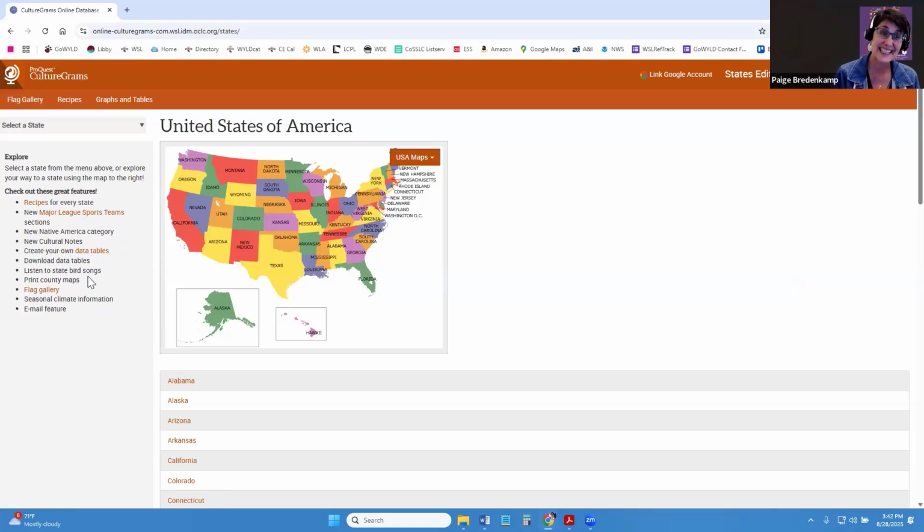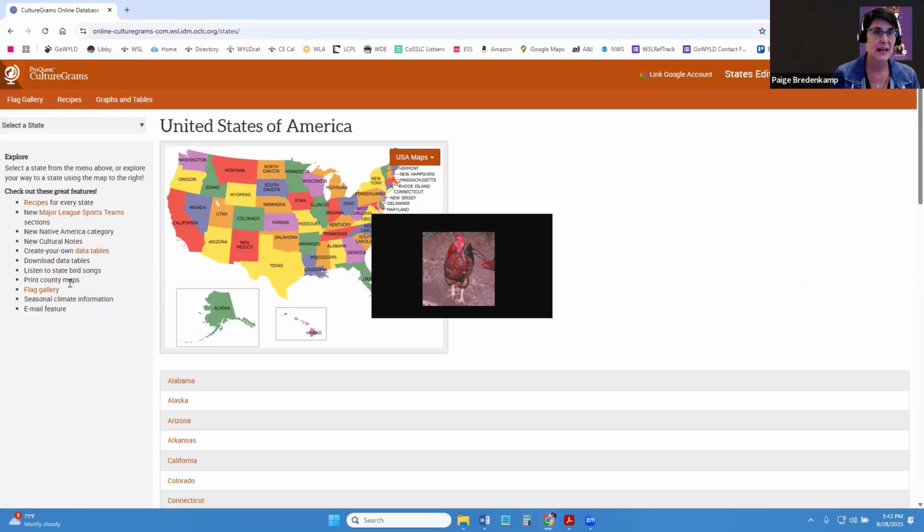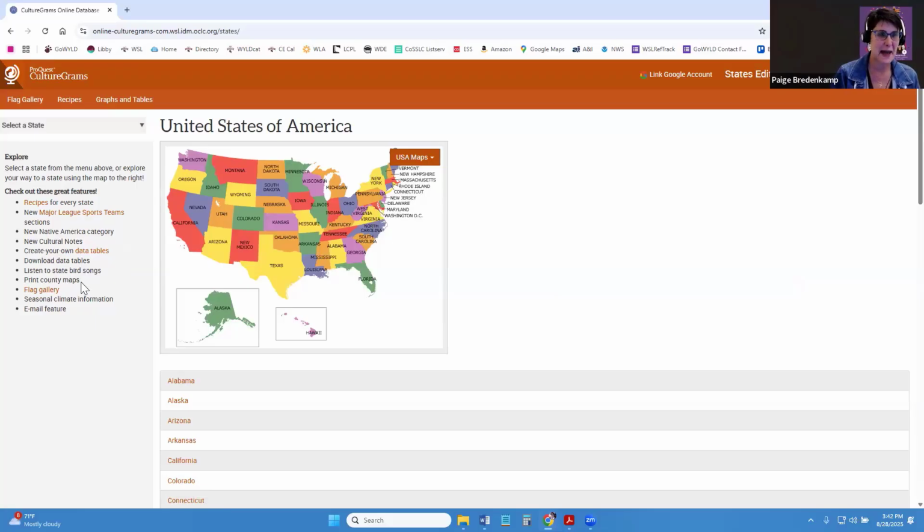You can listen to the state bird songs. So Rhode Island, I know your bird is a chicken, so that would be fun to hear. But you can also print county maps. There's a flag gallery if you want to know what flag represents each state. Seasonal climate information. Are you looking to move to Washington? What's their temperature? What's their average temperature? Wet, pretty much. And then you can email stuff.